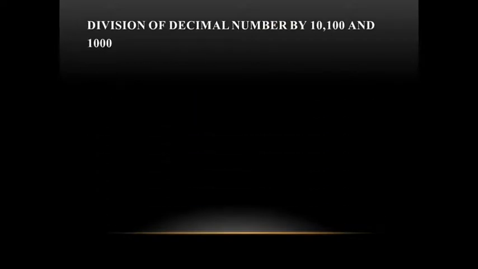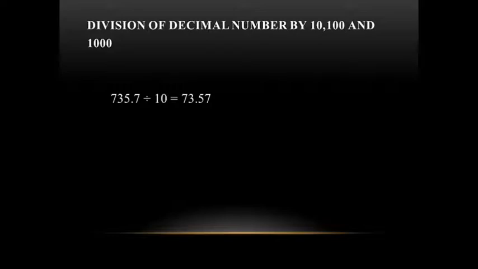So here, division of a decimal number by 10, 100 and 1000. When we are dividing a number by 10, 100 or 1000, the decimal point shifts to the left by as many places as there are zeros after 1. So here we will take an example.